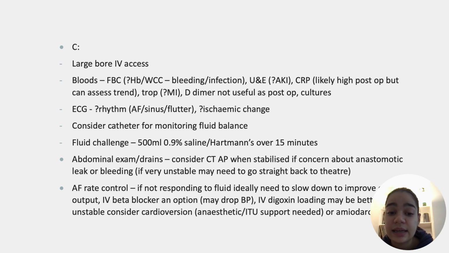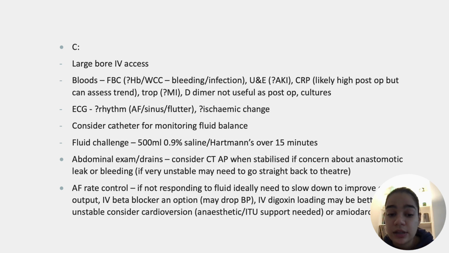You want to consider if there's any bleeding coming from any of those. And if you look over the operative notes, they should have the amount that was in those drains once the person left theatres as well. You want to consider a CT abdo-pelvis when the patient's stable if you're concerned about a leak or any bleeding. However, if the patient's very unstable, they might need to go back to theatre and you can't put them through a CT scanner. You want to consider AF rate control in this patient also.